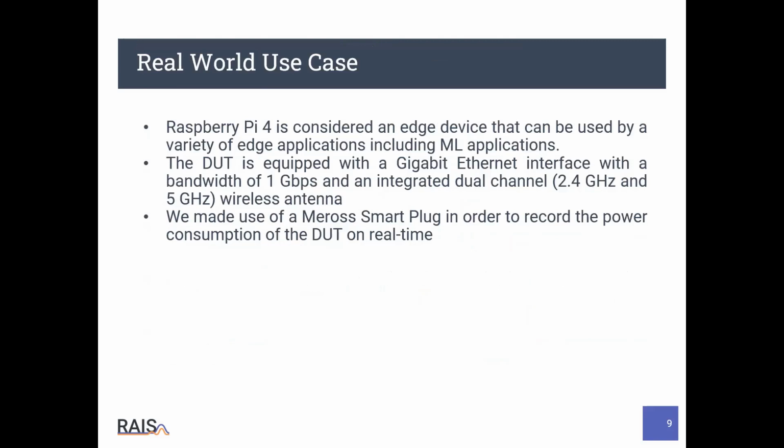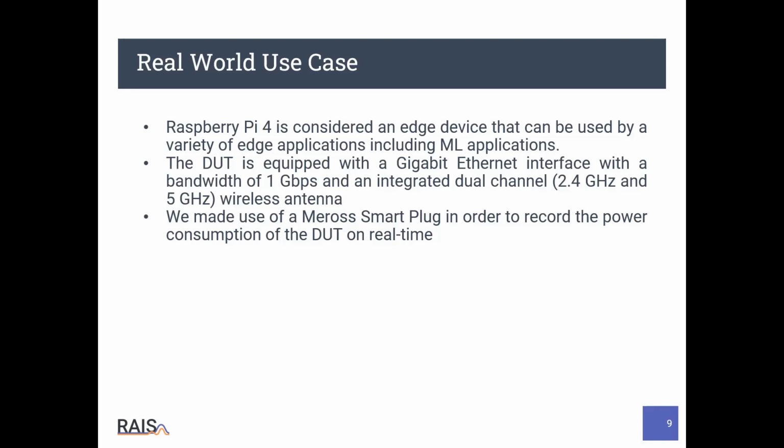So the reason that we chose Raspberry Pi 4, as we already mentioned, is that it's considered an edge device that can be used by a variety of edge applications, including machine learning applications. The device under test exhibits a gigabit Ethernet interface with a maximum bandwidth of 1 gigabit per second and an integrated dual-channel wireless antenna at 2.4 and 5 gigahertz accordingly.